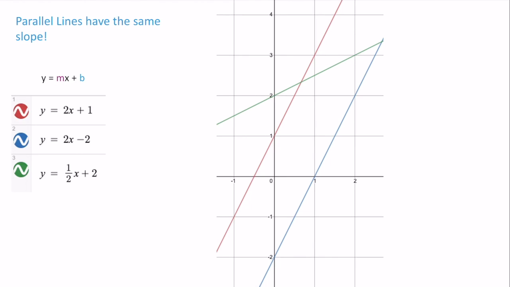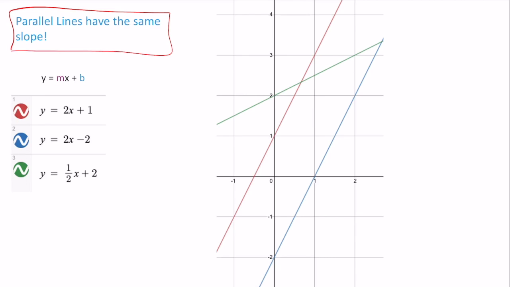Chapter 5 is all about parallel lines, and there's one thing you've got to remember and everything else falls into place, and that is that parallel lines all have the same slope. Okay, so we can look at these lines over here. We can see right away that the red and blue ones are parallel. Remember, parallel means will never cross.